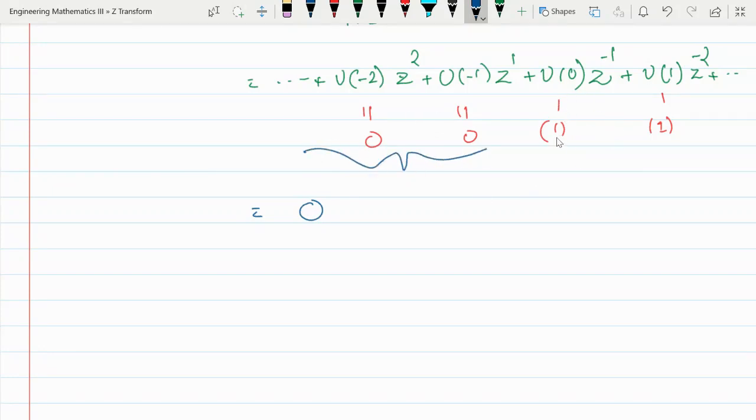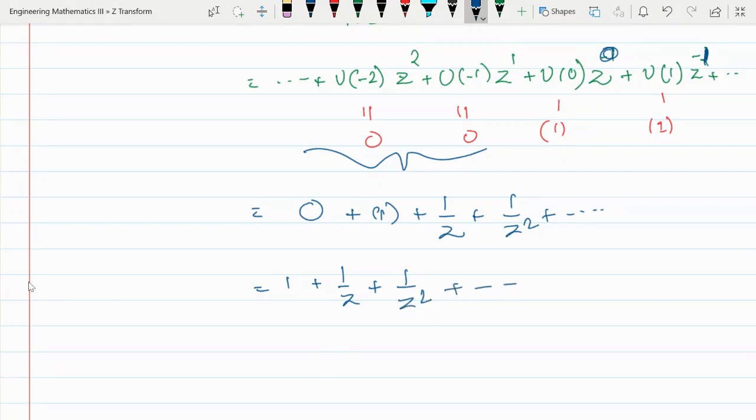Okay, and what is here, 1 into z raised to minus 1 is 1 upon z. Sorry, z raised to 0 is there also, u of 0 z raised to 0, u of 1 z raised to minus 1, and so on. So z raised to 0 is 1 simply, plus u of 1 is 1, z raised to minus 1 is 1 upon z, plus next is 1 upon z square, plus so on. So what I get, 1 plus 1 upon z plus 1 upon z square plus so on.